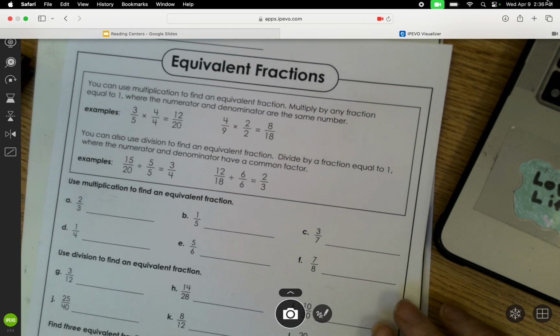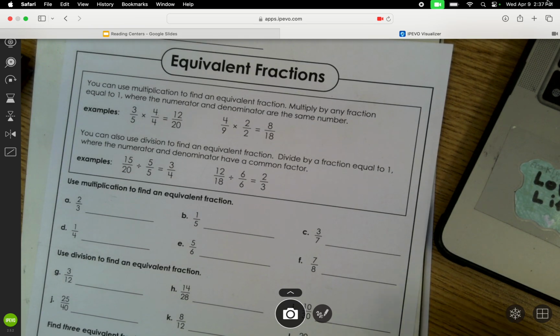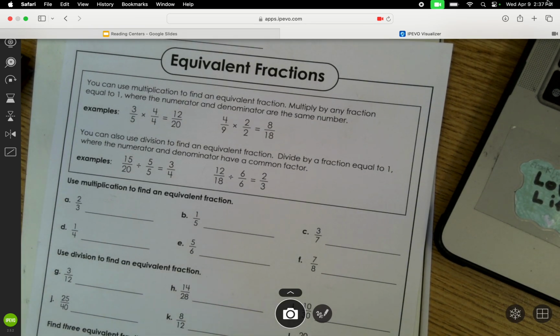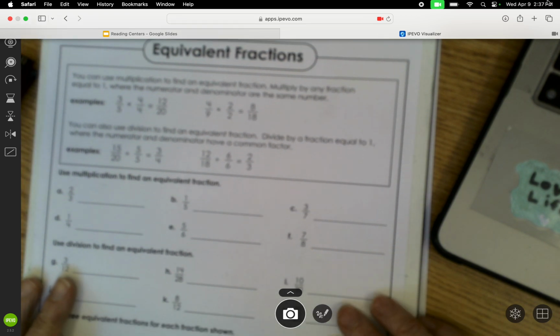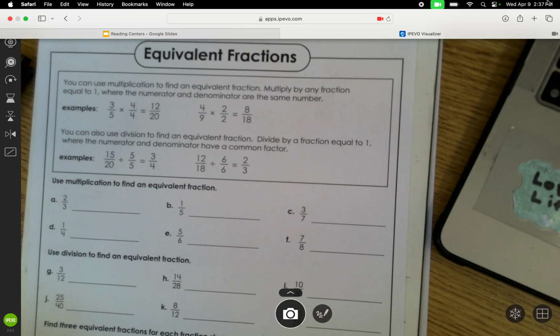And remember, I never want to hear, you have spelling sentences today. Even if you don't have paper at home, guess what? Write your sentences on the back of this, okay? No excuses. All right, so let's go.